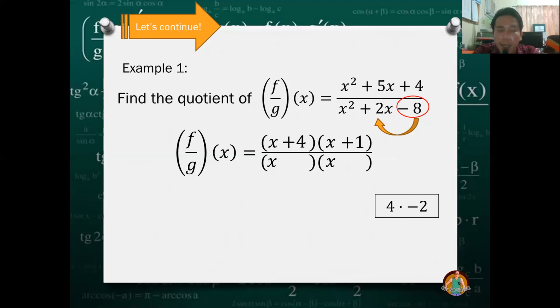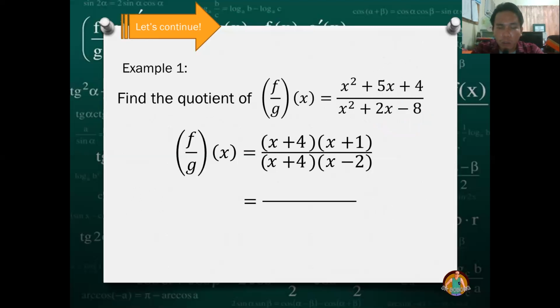So yung gagawin na lang natin, kung ano yung sign ng ating middle number, usually nilagay natin yan sa greater number if factor. Okay? So, kailangan positive yung bigger number. Okay? So, positive 4 and negative 2 yung magiging factor.